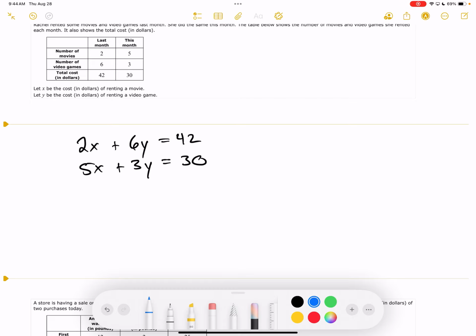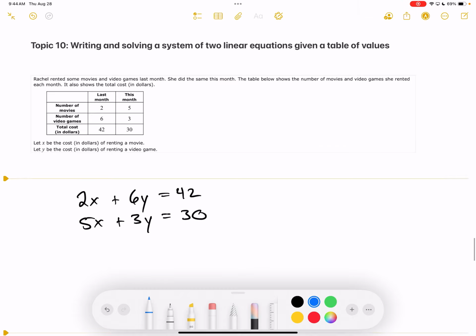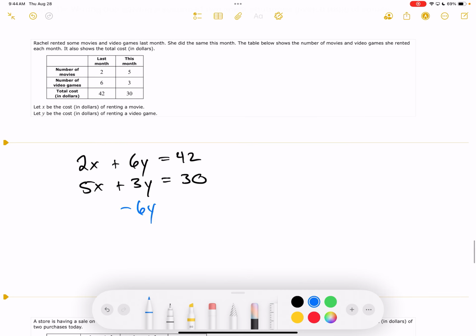So I think it'd be easier to cancel out the Y's here and make this one be negative 6Y, because if I do the X's, I'd have to multiply both of them to make them both be 10. So we could just multiply this one by negative 2. So negative 2 times 5X is negative 10X. Negative 2 times 3Y is negative 6Y. Negative 2 times 30 is negative 60.